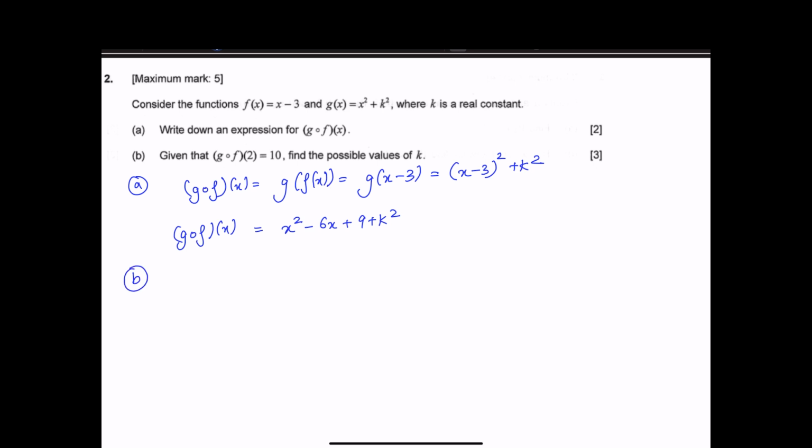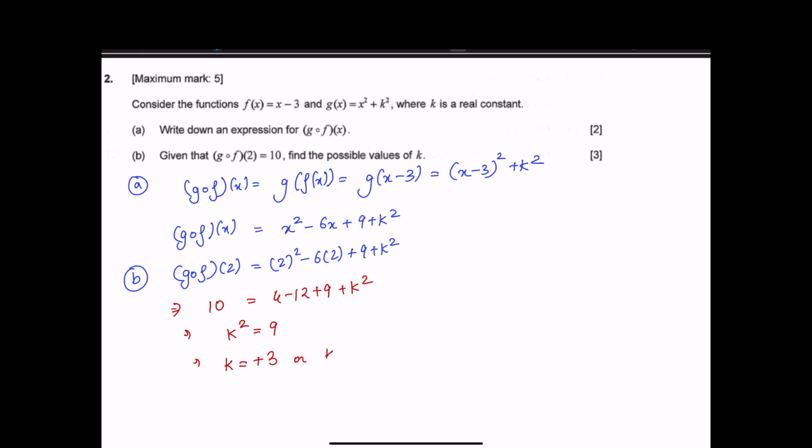So part B, we are given that g of f of 2 is 10, so we have to find the value of k. So for g of f of 2, we replace x with 2. So g of f becomes 10, right? And the right hand side will be 4 minus 12 plus 9 plus k squared. So upon simplification, we'll see that k squared becomes 9. So k would be either plus 3 or minus 3. These are the two possible values of k. And with that, we are done with question 2.